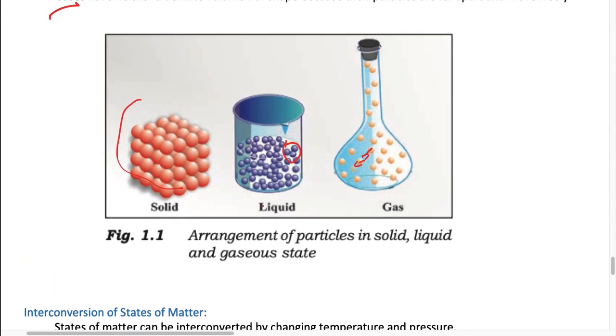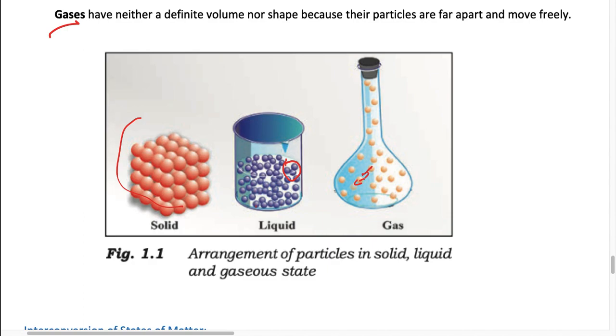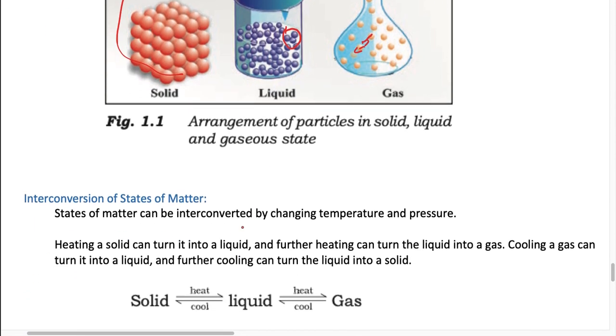If the particles are tied together, then it is a solid. In a liquid state the particles are also close together, but they can show some movement. But in a gas state, the particles are far apart from each other. That's why they can move easily.